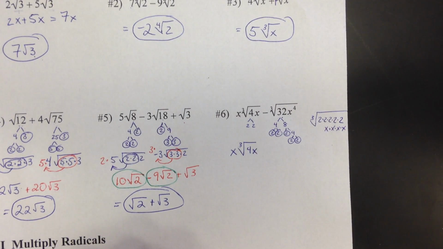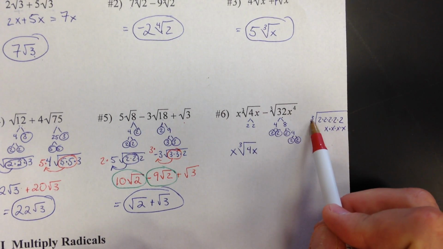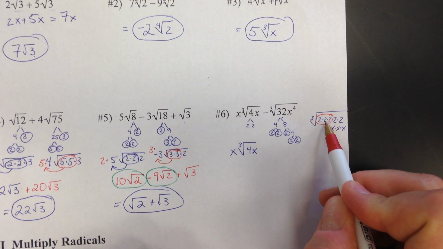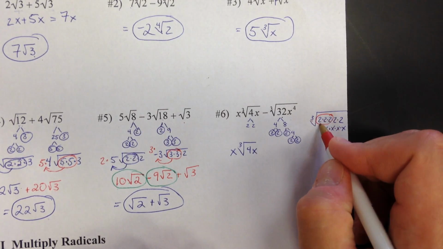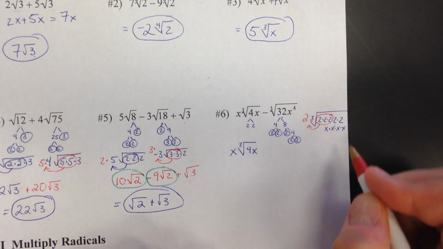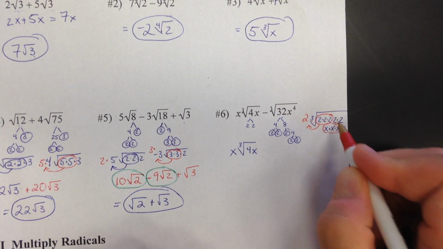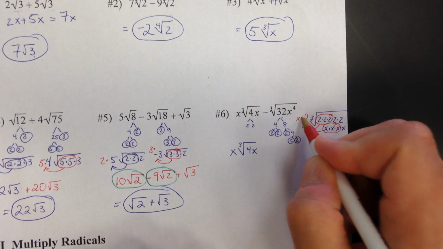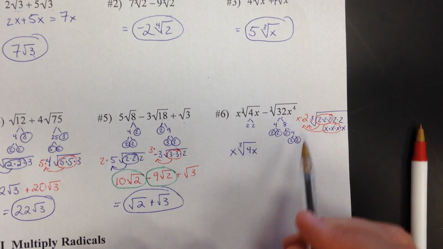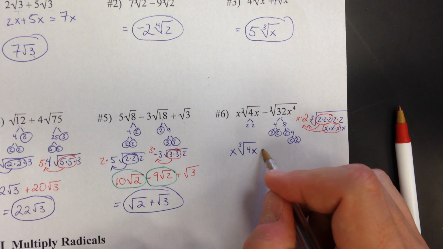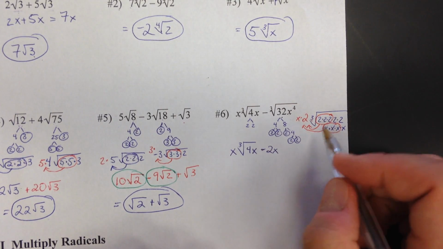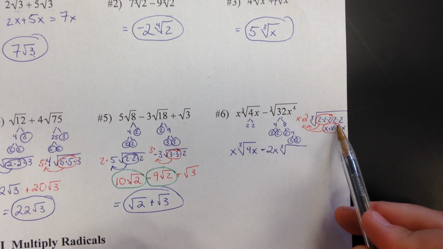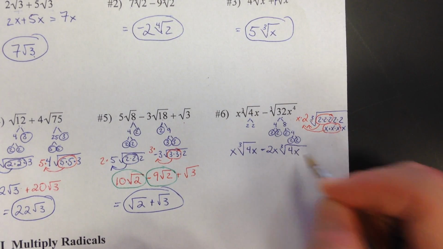I can pull out perfect cubes. So in other words, this time I'm looking for groups of 3 that are the same. So there's a group of 2's. 2 times 2 times 2 is 8. The cube root of that is 2. X times x times x is x to the 3rd. The cube root of x to the 3rd is x. So on the outside, what I've got is 2x, and it's going to be minus 2x. And then on the inside, we have the cube root of 2 times 2 is 4, and we still have the x, so that's 4x.